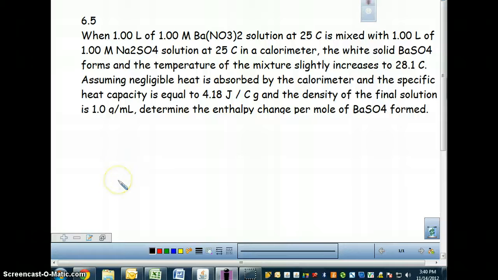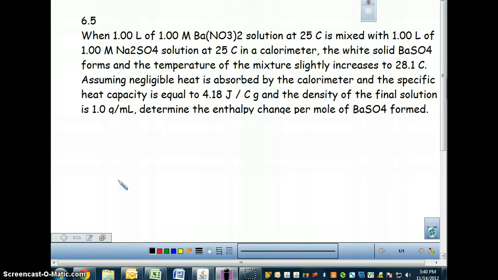The following is an explanation of example 6.5 out of the textbook off of page 252. When a 1 liter solution of 0.1 molar barium nitrate at 25 degrees Celsius is mixed with 1 liter of 1 molar sodium sulfate solution at 25 degrees Celsius in a calorimeter, the white solid barium sulfate forms and the temperature of the mixture slightly increases to 28.1 Celsius.